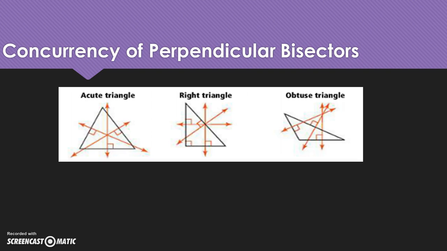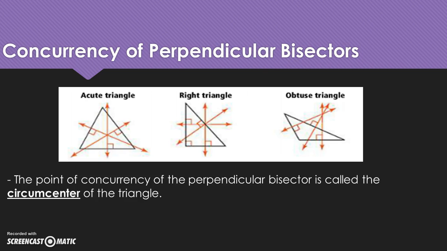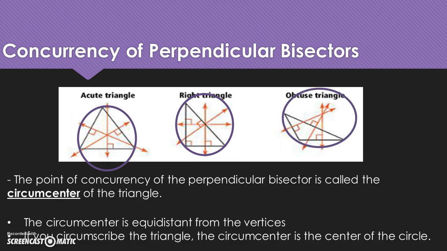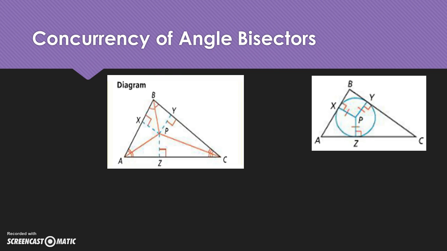So first, the concurrency of a perpendicular bisector. A perpendicular bisector creates right angles and it cuts the segments in half. And what they meet at is called a circumcenter. So really you just have to know perpendicular bisector meets at circumcenter. The circumcenter is equidistant from the vertices, and if you circumscribe the triangle, meaning draw a circle around, the center of that circle is the circumcenter. So again, perpendicular bisector meets at circumcenter.